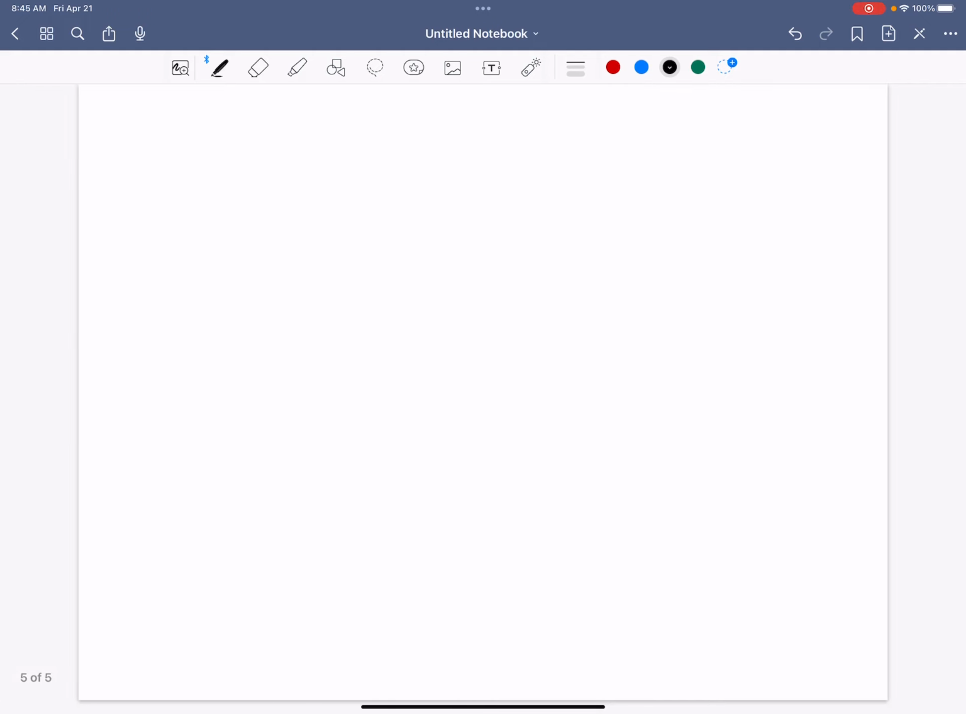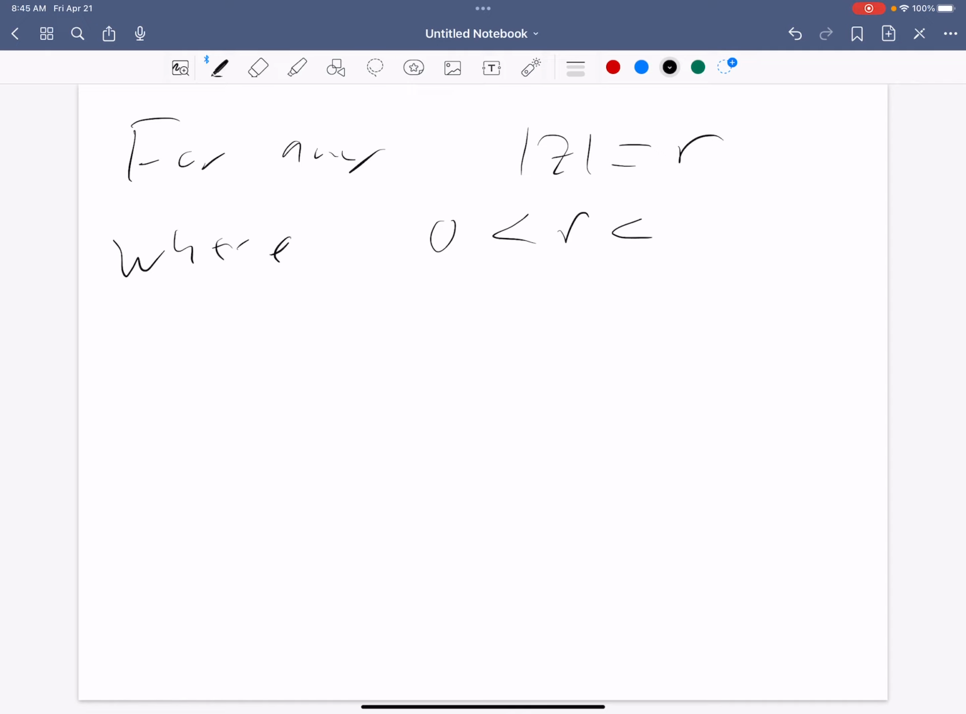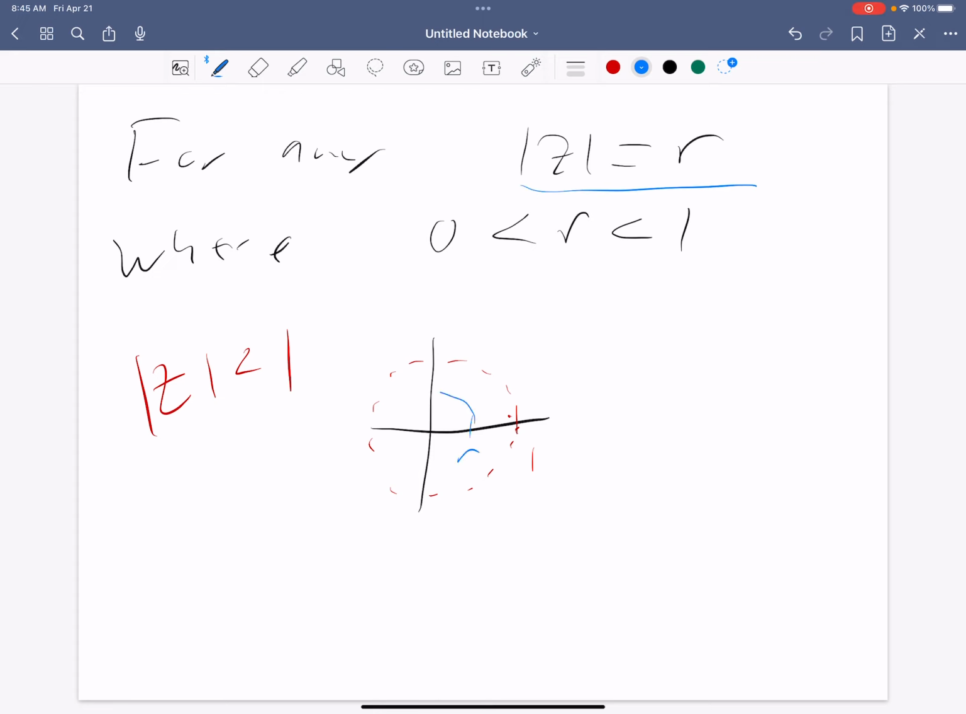Here's what happens now. So for any complex number whose modulus is r, where r has to be between 0 and 1. So visually, what's going on? We're focusing on the open unit circle. You've got 1, and then we're looking at this. Now we'll pick an r and look at everything on that circle.